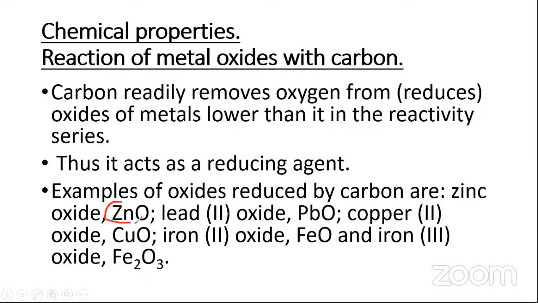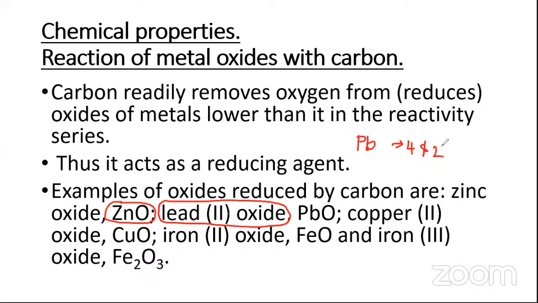This is the formula for zinc oxide. We have lead 2 oxide. Whenever we put the valence in brackets, like I said, it means that that element or metal has more than one valence. Take an example of this lead 2 oxide. Lead has 2 valences, just like how we talked about carbon. It has a valency of 4 and also a valency of 2.